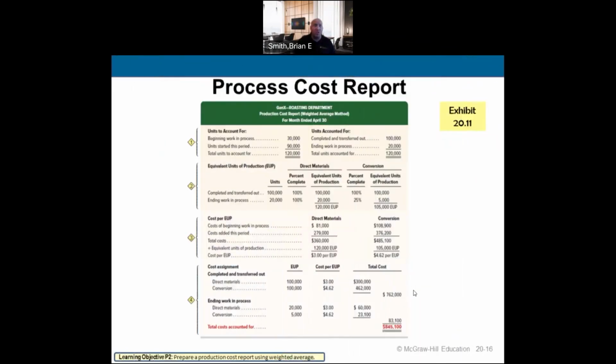All right, so here's our production costs. This is basically rehashing what we just talked about, but showing it on this huge production report. We're showing the units in step one of what we needed to account for, and then the units that we have accounted for. Then we calculate our equivalent units of production, 120,000 for direct materials and 105,000 for conversion. Then we calculate our cost per equivalent unit, where we get $3 per equivalent unit for direct materials and $4.62 per equivalent unit for our conversion costs. And then we calculate the amount of costs that we need to account for, both our completed and transferred out and our ending work in process inventory.